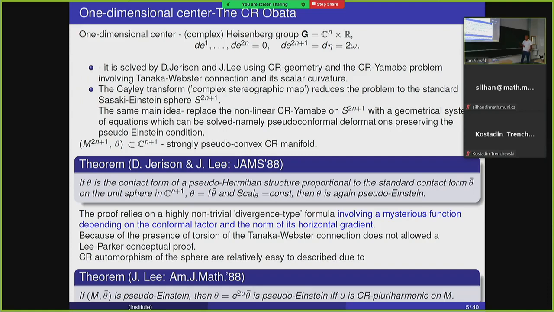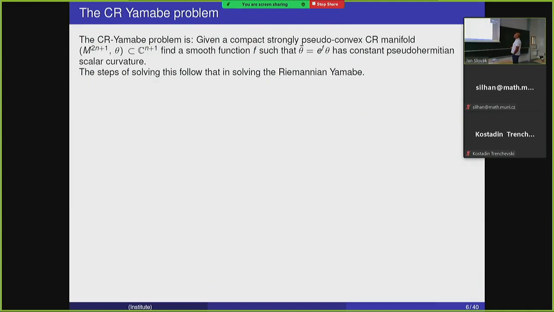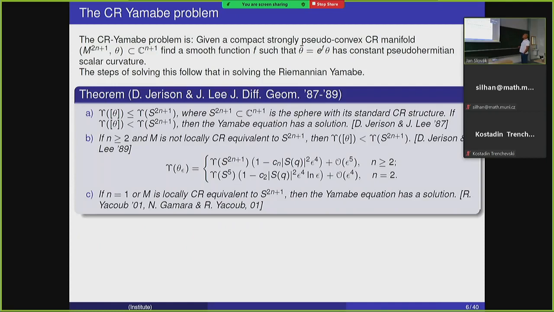So this means that it is a restriction of a holomorphic function in the CR case. And then one can formulate the CR Yamabe problem in the same way, but everything in the Subriemannian setting using the Tanaka-Webster connection. And the steps of solving the problem follow the Riemannian Yamabe. Actually, in '89, they proved that the Yamabe problem always has a solution when the CR space is not locally a sphere.